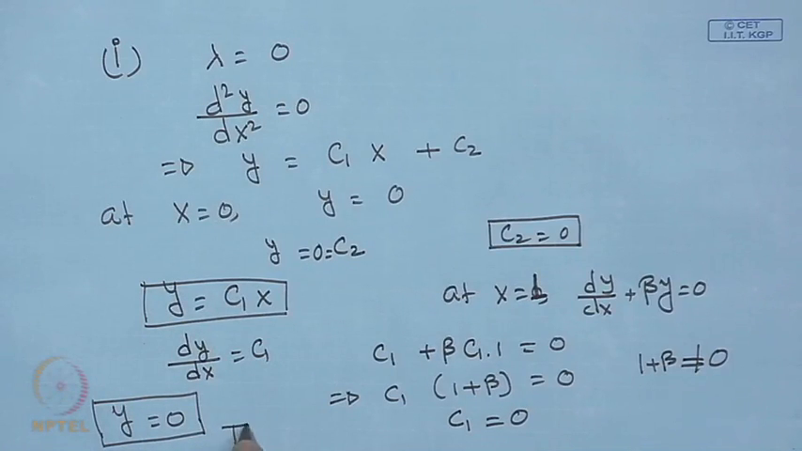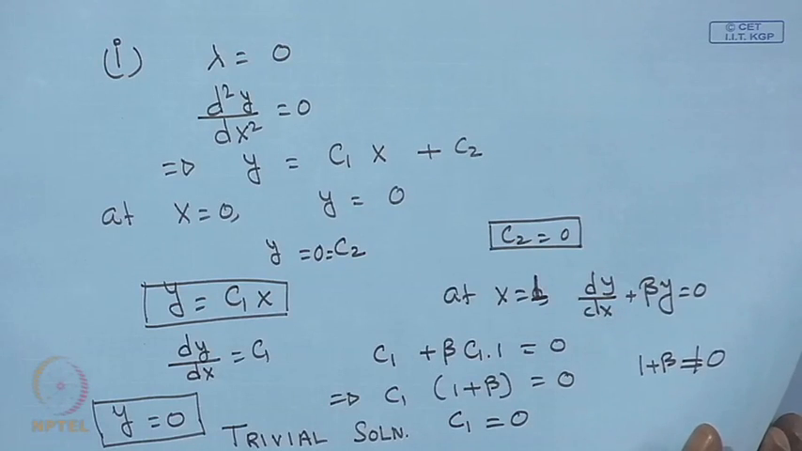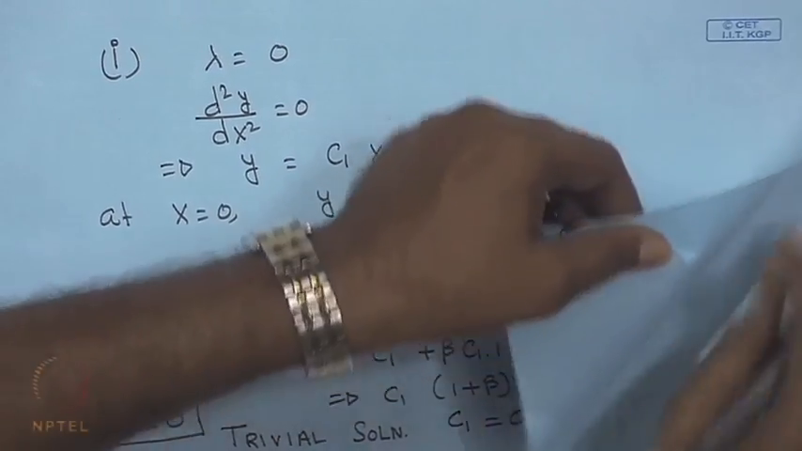So, this is giving a trivial solution, and we are not looking for a trivial solution. So, therefore, lambda cannot be equal to 0 in order to get a non-trivial solution. So, in order to get a non-trivial solution, lambda is not equal to 0. So, what is the next option? The next option is lambda is negative, and see what we get.